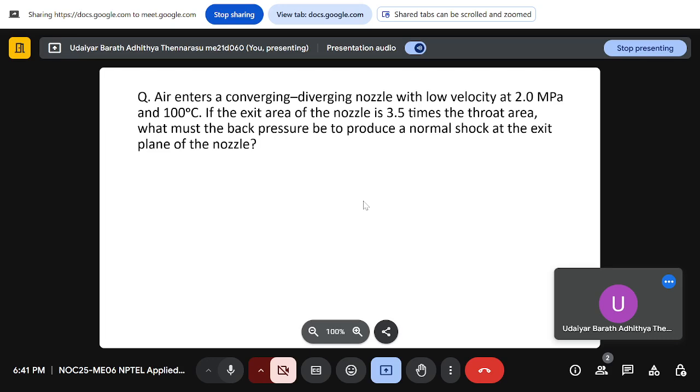The next question is: air enters a converging diverging nozzle with low velocity at 2 megapascal and 100 degrees Celsius. The exit area of the nozzle is 3.5 times the throat area. What must the back pressure be to produce a normal shock at the exit plane of the nozzle?